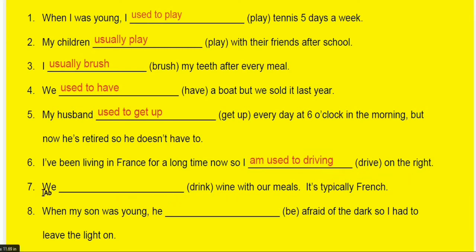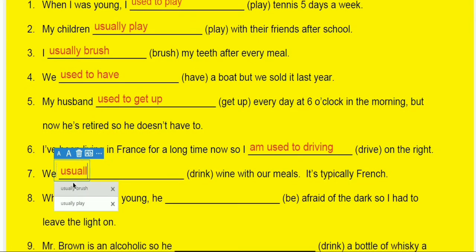And number seven: we drink wine, the verb drink, with our meals. It's typically French. How about number seven, everyone? We usually drink wine with our meals. It's typically French. In the present.